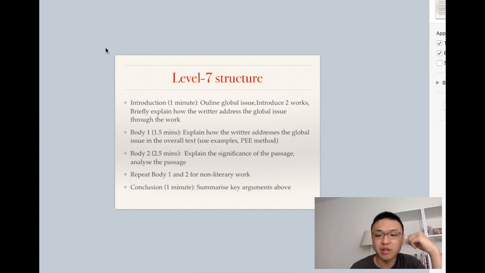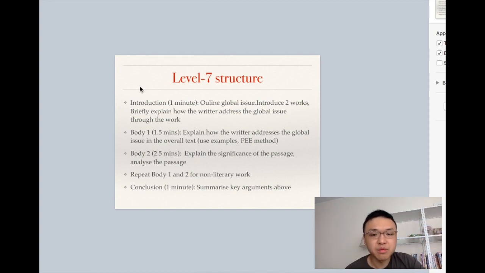So for example, you can say, oh, in The Great Gatsby, the writer uses symbolism and characterization to address the global issue of class inequality, something like that. So just state something like that, a blanket statement to summarize your viewpoint, right? This is like your introduction.